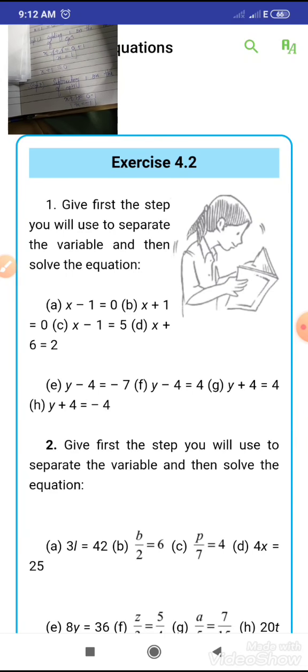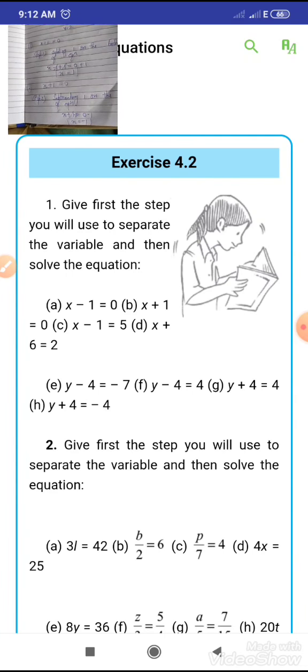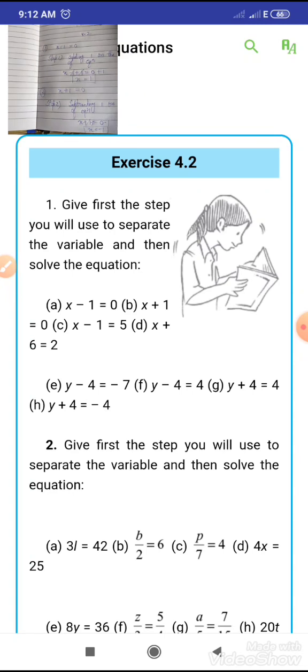By using this method you can solve the remaining part of this question by yourself.